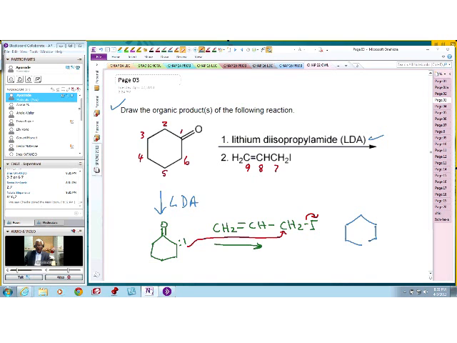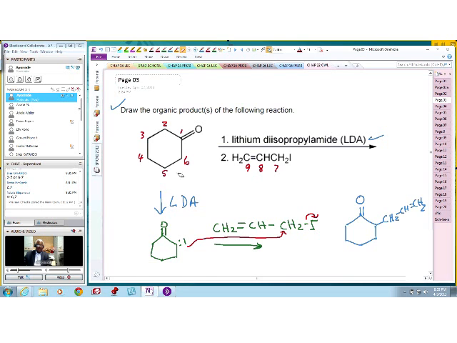So the answer could be attachment of 2 and 7, or 6 and 7, which is here. Okay, so that should be fairly simple. Everybody should be able to get that right.